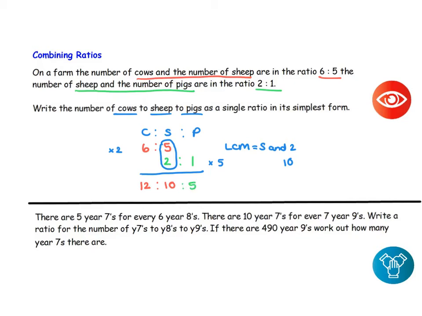So that's me done. I've now combined those ratios. Cows to sheep to pigs are in the ratio 12 to 10 to 5. And that is my final answer.